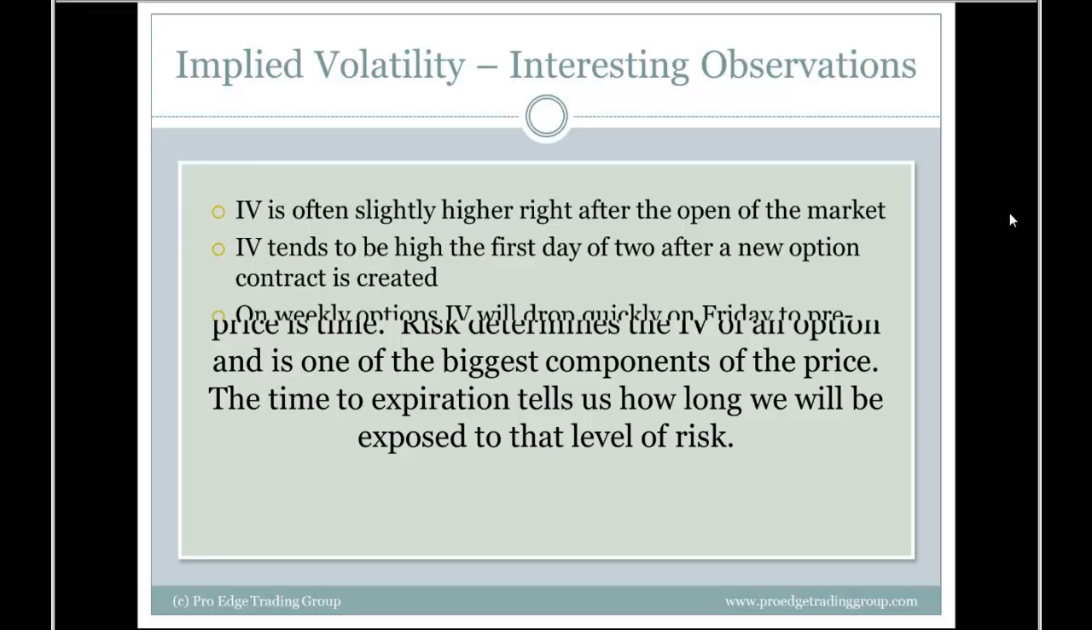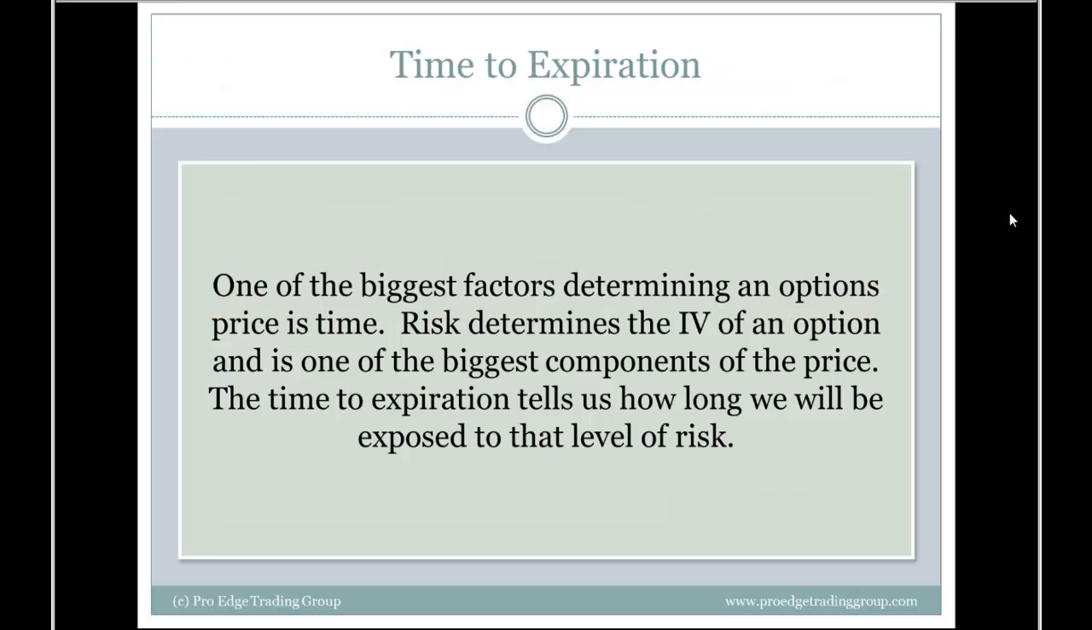Now, the other piece of options pricing that's extremely important, and I've gone on and on and on about implied volatility, is time to expiration. This is theta. This is the amount of time that an option has in its life. So if the risk determines the implied volatility of an option and is one of the biggest components of the price, the time to expiration tells us how long we'll be exposed to that level of risk. And the less amount of time that you're exposed to a risk, the less price the option is worth. Options are less valuable the shorter they have to live.